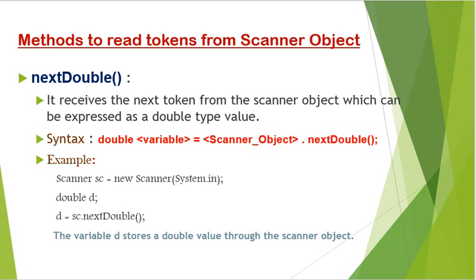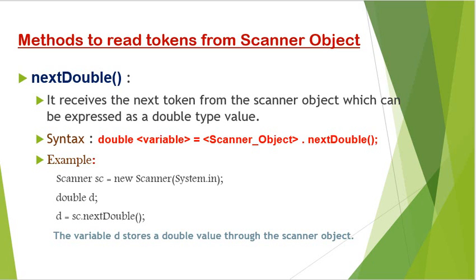See, we have used d equals sc dot nextDouble. Every time we are using these functions nextInt, nextFloat, nextDouble, we have to use the object of the scanner class so that we can invoke these functions. This function will accept any double value from the user and store it in a double data type variable. So we have dealt with integer numbers and double numbers, meaning real numbers, fractional part, non-fractional part. Done.